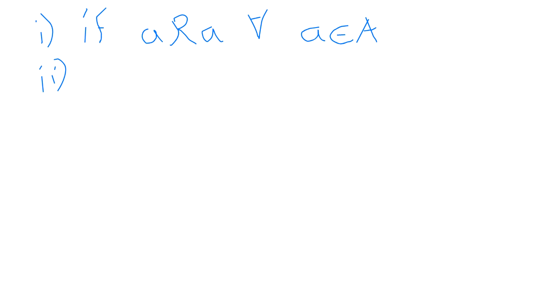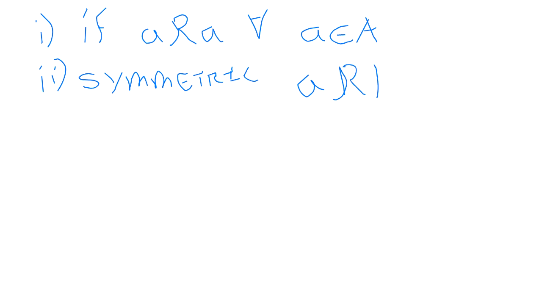Right. For number 2, symmetric. Symmetric. If A relates to B, implies that B relates to A. I'm using shorthand here, but you can write the words. So it's symmetric if A relates to B implies that B relates to A.